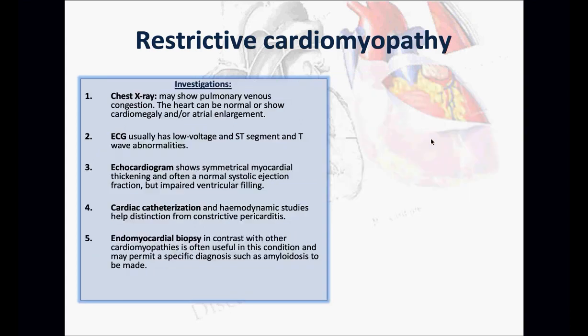Next slide. Investigation: chest X-ray may show pulmonary venous congestion. The heart may be normal or show cardiomegaly or atrial enlargement. ECG may show low voltage and ST segment changes. Echocardiography shows symmetrical myocardial thickening and often normal systolic ejection fraction, but impaired ventricular filling, or it's called diastolic dysfunction. Cardiac catheterization is important for diagnosis. Endomyocardial biopsy may have a role for diagnosis. Next slide.